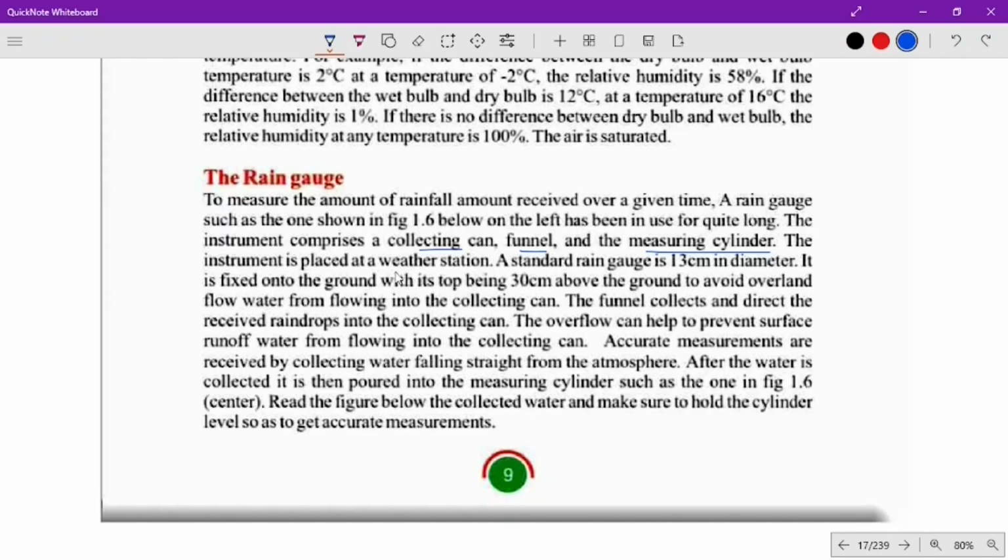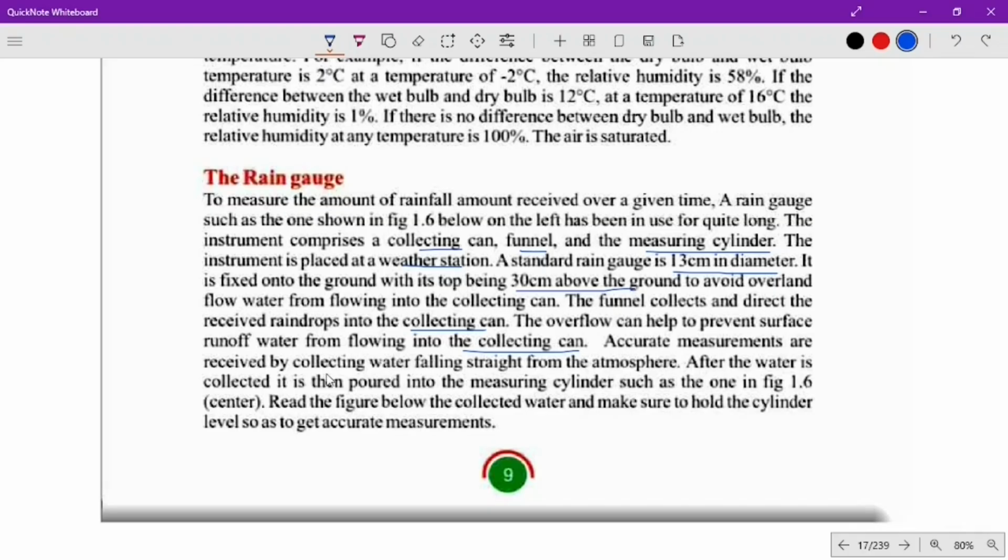The instrument is placed at the weather station. A standard rain gauge is about 13 centimeters in diameter. It must be fixed onto the ground with its top being 30 centimeters above the ground. This is to avoid overland flow water flowing into the collecting can. The funnel will collect and direct the rain received into the collecting can. The overflow can help to prevent surface runoff from flowing into our collecting can.